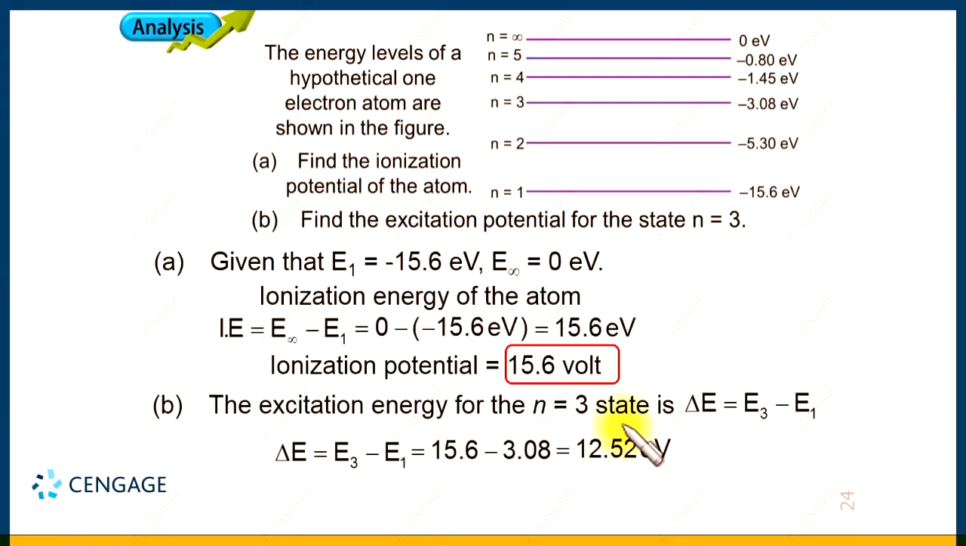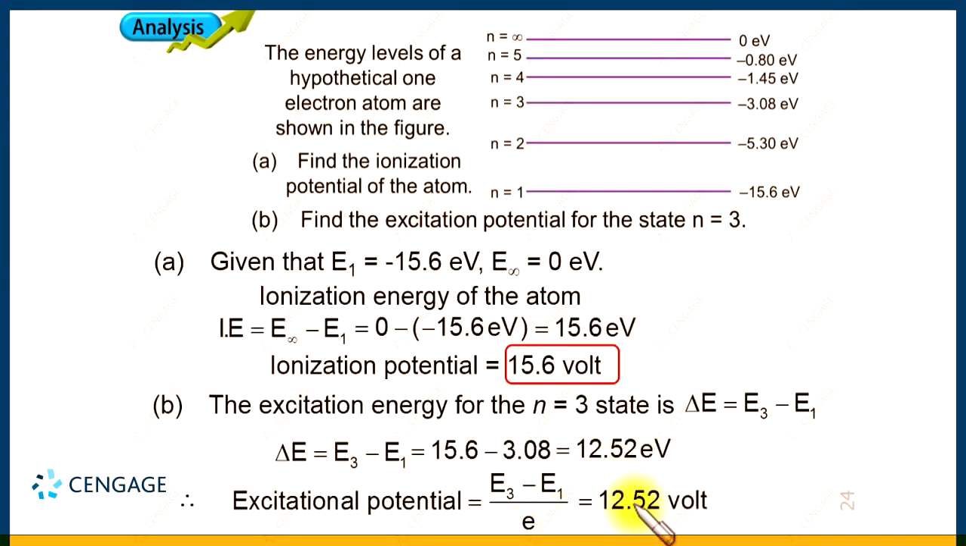And for calculating the potential value, we should divide this quantity by e. So we can calculate excitation potential equal to E3 minus E1 divided by e, that is equal to 12.52 volt. So this is the B part of the question. Now let us move to the next part, that is the C part of the question.